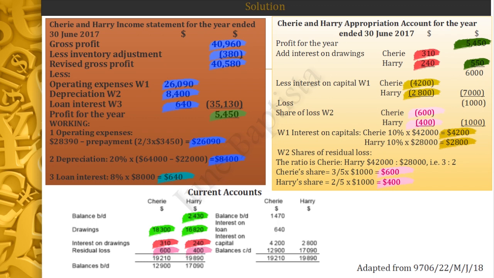Let us look at the credit side. Sherry had an opening balance in her current account of $1,470. She also earns interest on loan of $640. Interest on capital, $4,200 Sherry, $2,800 Harry, as worked out in the previous working. Therefore, the balances carried down are Sherry $12,900, Harry $17,090.